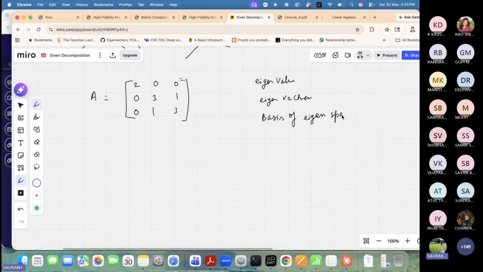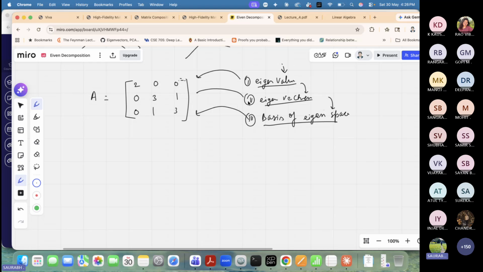Eigenspace. Let's say that these are the three questions that you have. One, two, three. There are chances that you might get a very simple question to find eigenvalues, a slightly more complicated one to find eigenvectors, and a much more complicated one to find eigenvalues, but we will find all of them for this matrix. That's the main idea of this class, eigen decomposition.